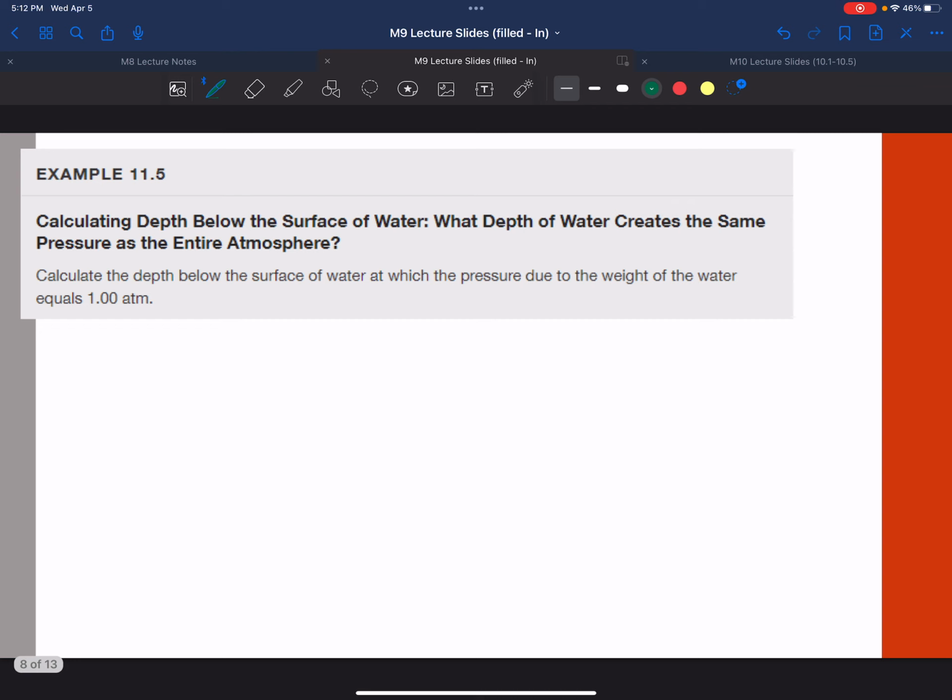So we're going to apply this again. We're going to calculate the depth below the surface of water at which the pressure due to the weight of the water equals 1 atmosphere. And we generally say when somebody is at sea level that the atmospheric pressure is about 1 atmosphere. All right, so we have this value here for pressure.